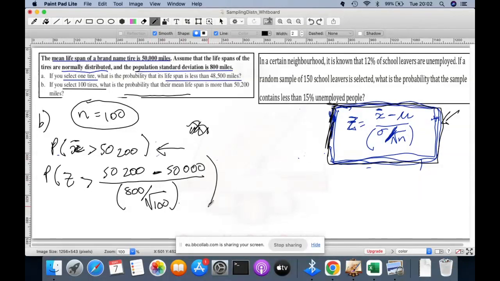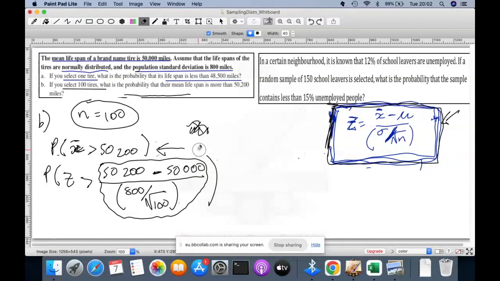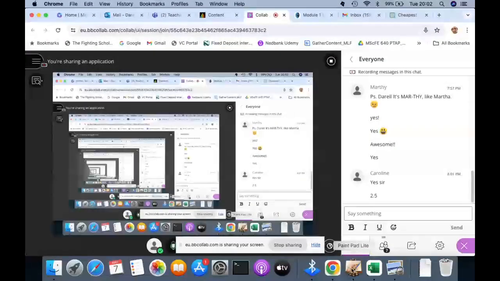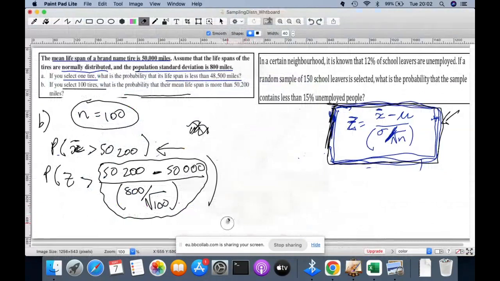And if you punch this entire thing in your calculator, you should get a value of 2.5. You can sense check that since you have your calculator. Can you just give it a shot? 2.5. Fantastic. Thanks, Caroline. So if you work that out in your calculator, check if there are any more questions.